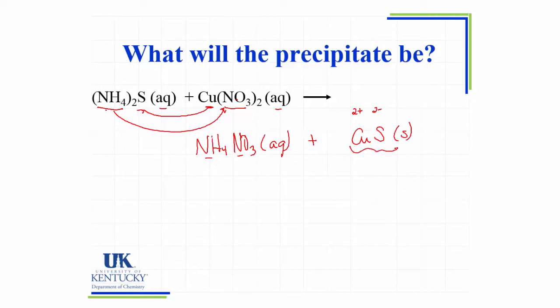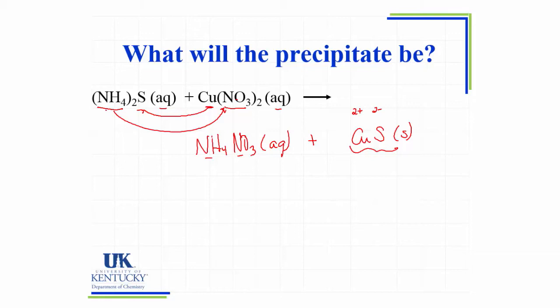When I put ammonium sulfide and copper nitrate in water, these compounds are going to dissociate completely because they're ionic compounds, therefore they're strong electrolytes. And basically they're going to try to find another ion that they can pair up with and as a result precipitate out of solution. And the only pairing of ions that can do that are the copper and the sulfide. And so we do get a precipitate out of this reaction and it is copper sulfide.